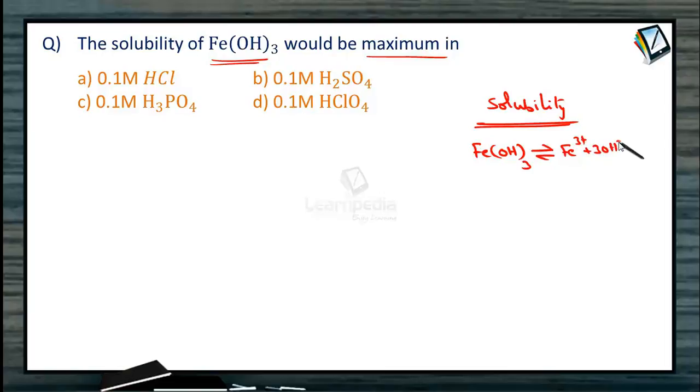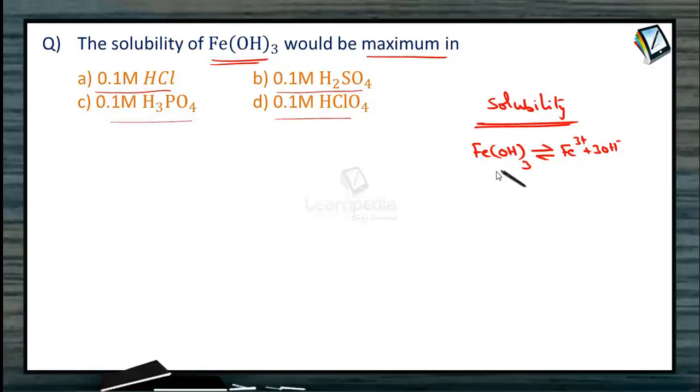Now, when you want to check the solubility of this ferric hydroxide in 0.1 molar HCl, it's an acid. It is 0.1 molar H2SO4, once again an acid, 0.1 molar H3PO4 and 0.1 molar HClO4. So we need to find out the solubility of ferric hydroxide in these acids, taking each case separately, and compare. The solubility will be maximum in what? In that case, what we need to check.